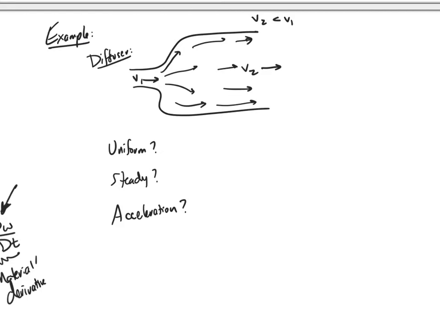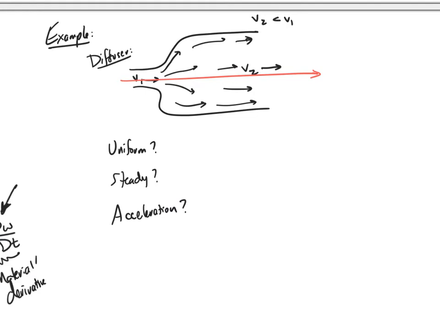Okay, so now as we're thinking about this, we want to know, is this uniform? Is the flow through this diffuser uniform? So basically what I'm asking is, is the flow everywhere, let's say in the streamwise direction, always the same? And the answer is no, because V2 is less than V1.